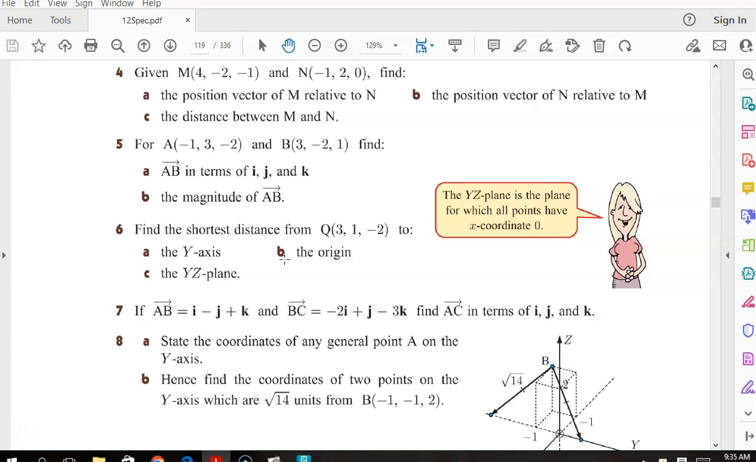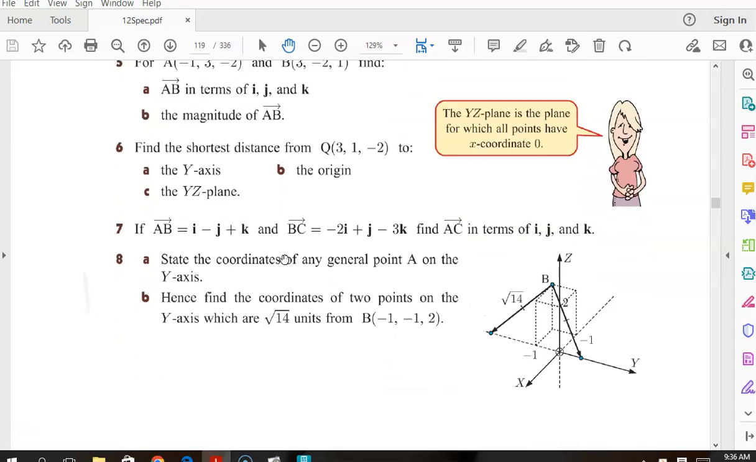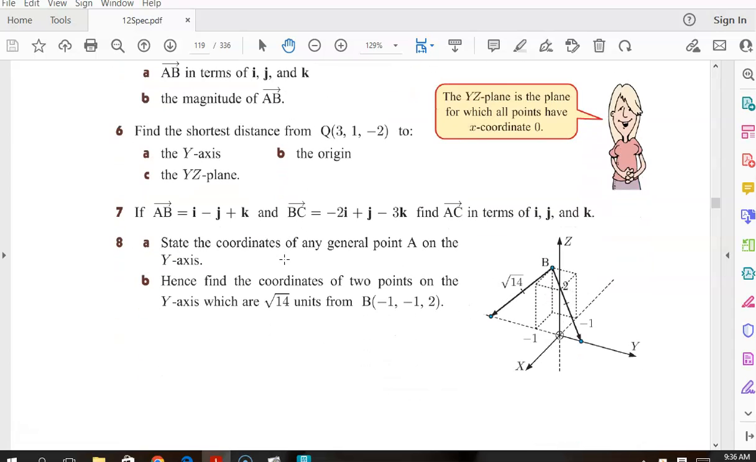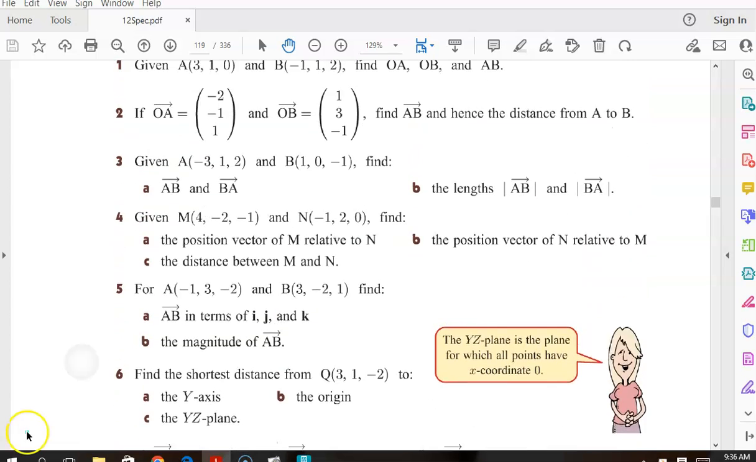You'll find interesting things like this. Find the shortest distance from this to the y-axis, the origin, the YZ plane. Think about that. If you get stuck, I will help you out, but have a think. There will be some bits and pieces where you go, ooh, but we'll see how far you can get by your lonesome. Carry on from 5D.